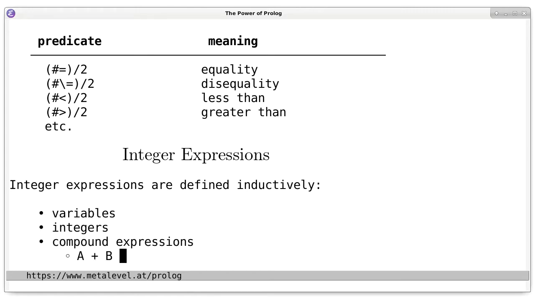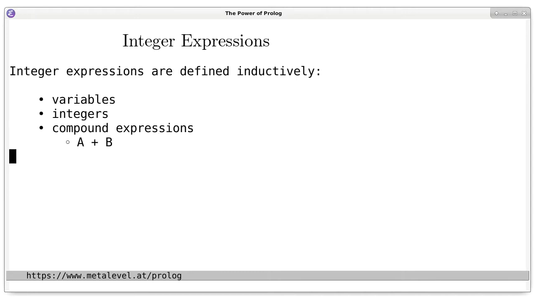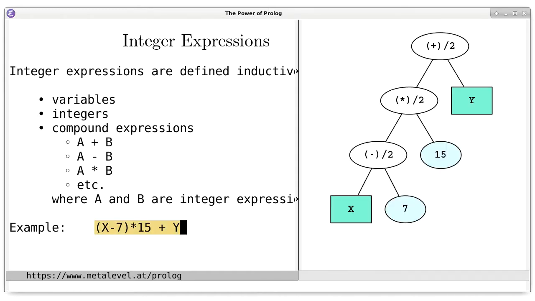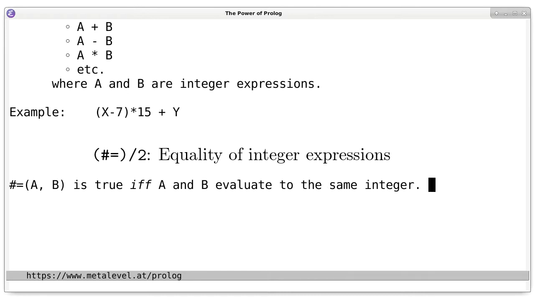A compound expression is a term such as a plus b, a minus b, a times b, and also a few others, where a and b are again integer expressions. So, for instance, this is an example of an integer expression. This is a compound term with principal functor plus and two arguments, both of which are integer expressions. And with the predicates I mentioned, you can reason about such terms.